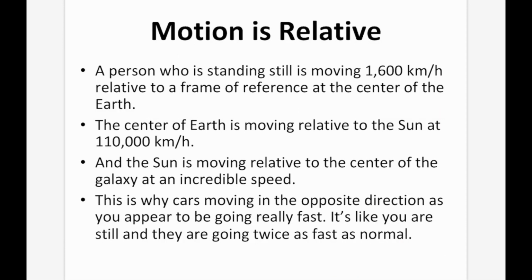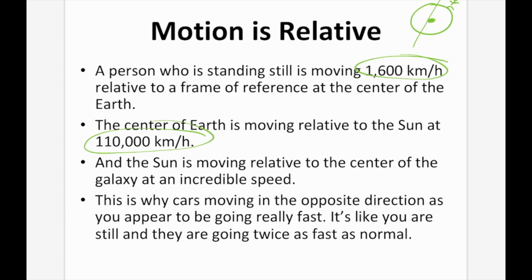So more on what we mean by motion is relative. Well, if a person is standing still, they're actually moving at 1,600 kilometers per hour relative to a frame of reference at the center of the Earth, because of course the Earth is spinning. So the Earth is spinning, right? And relative to the center of the Earth, the person on the outside is actually moving at a really, really fast rate. In fact, it's 1,600 kilometers per hour. The center of the Earth is moving relative to the Sun at a staggering 110,000 kilometers per hour, because the Earth is rotating around the Sun, right?